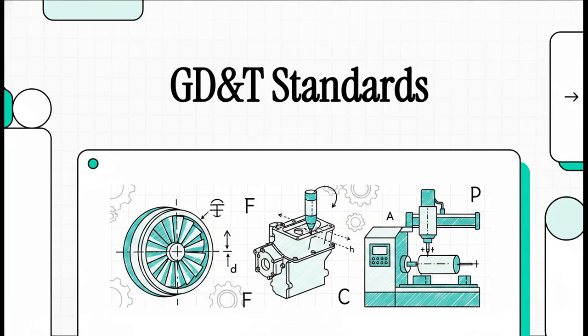Whether you're drafting complex aerospace components, inspecting automotive assemblies, or writing out CNC toolpaths, mastering geometric dimensioning and tolerancing, or GD&T, is just, well, it's non-negotiable. Today, we're going to dive right in and see exactly how GD&T transforms engineering ambiguity into absolute profitable precision.